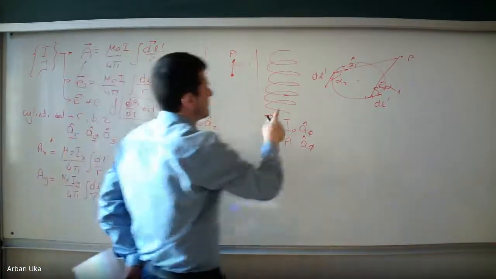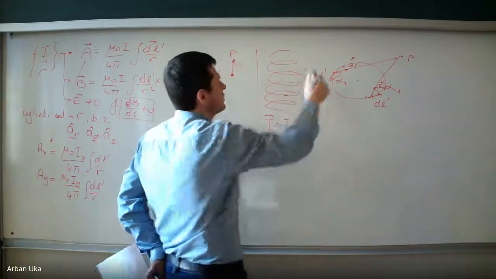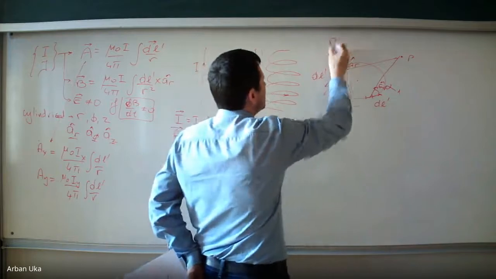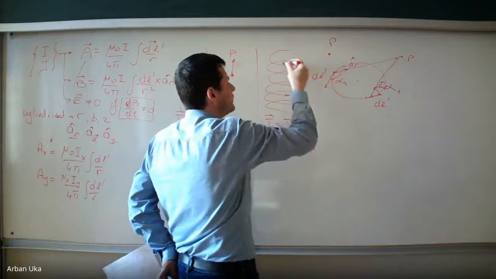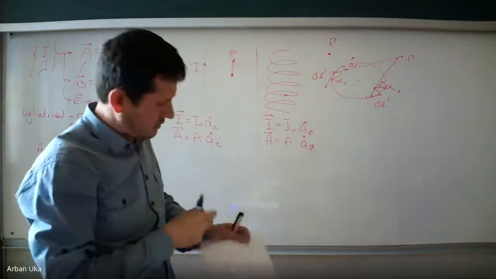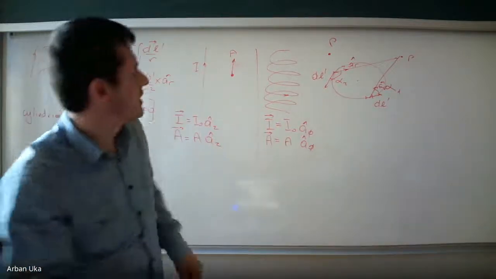In the other case, if the current has this direction, if you want to find at some point P what is the magnetic field, so A, it is going to have something like this.